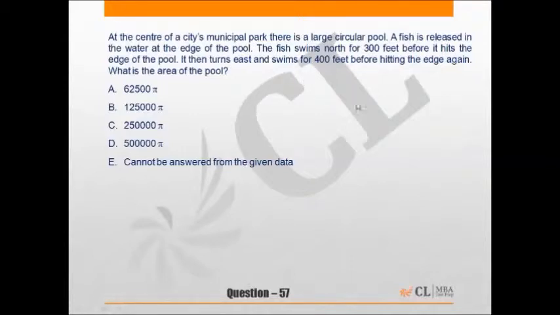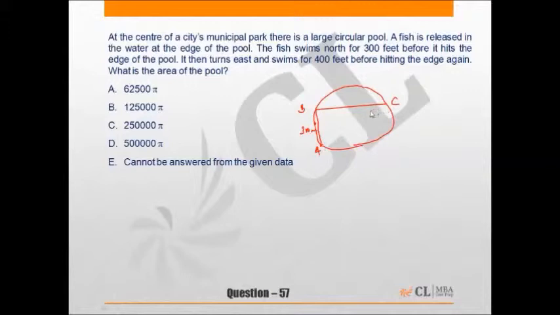In this problem it is given that a fish is released at one of the edges of a circular pool, and it swims north for 300 feet before it hits the edge. If it is released at point A, it hits the edge, let's say at point B, after swimming for 300 feet, and then turns east and swims for 400 feet before hitting the edge again. So the figure would look like it is shown here.